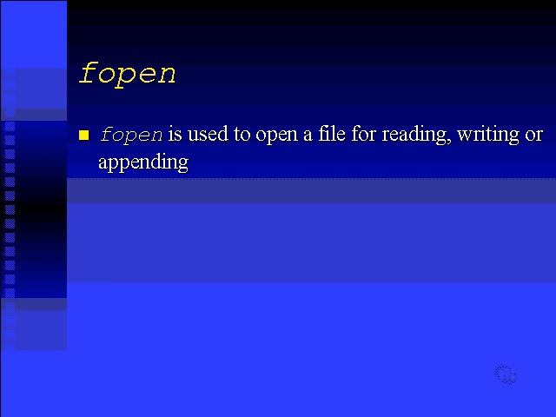The first function that we need to examine is fopen. You can't do any file manipulation without calling fopen, so it's probably the most commonly used and therefore one of the most important functions that we can use. It's used to open a file for reading, writing or appending. And it doesn't matter if it's a text file or a binary file, it'll open either one just as easily.